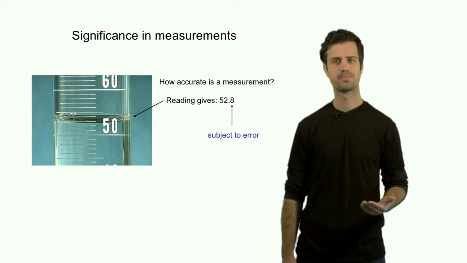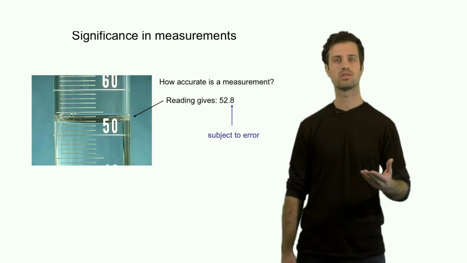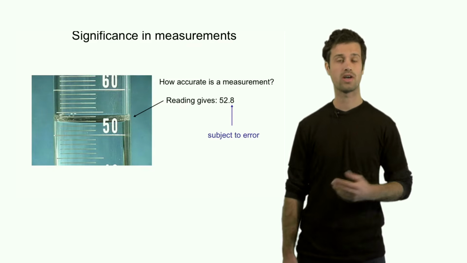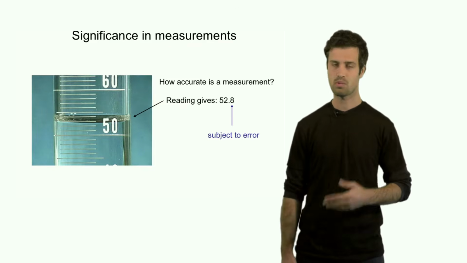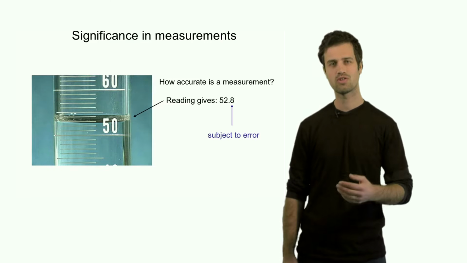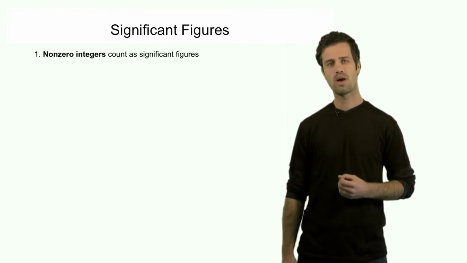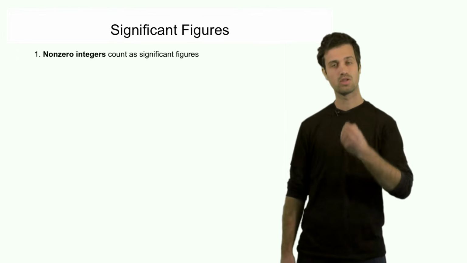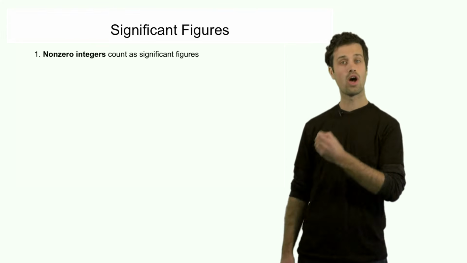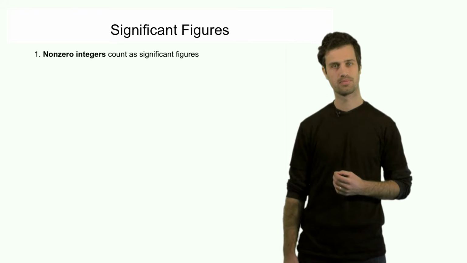It's an estimation. So we need to have some kind of convention to deal with numbers, some kind of notation that tells us how many significant figures are in a particular number. And we have such a convention. It's called the convention of significant figures. So let me introduce you to that convention. If I give you a number and ask you how many significant figures does the number have, then all non-zero integers count as a significant figure.